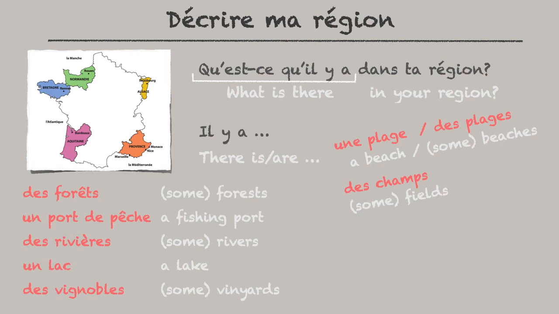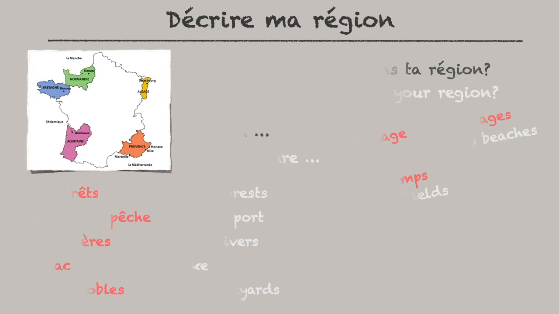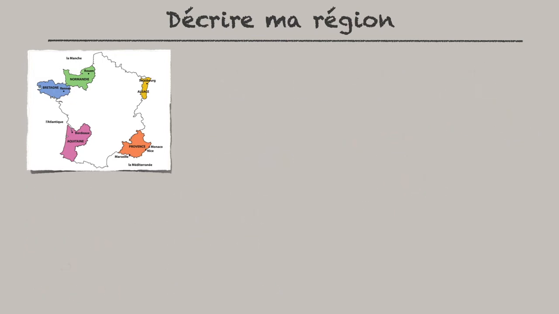Qu'est-ce qu'il y a dans ta région? Il y a des champs. Il y a des rivières. Some rivers. Il y a un lac. There is a lake. Some examples for you. So that was what is there in your region. Let's have a look now at what can you do.